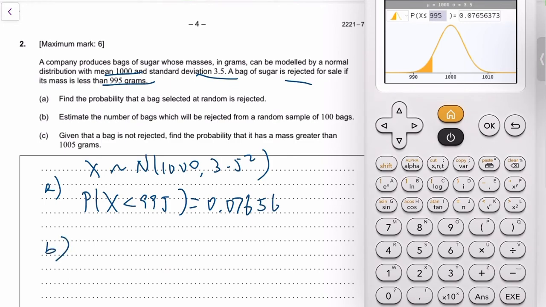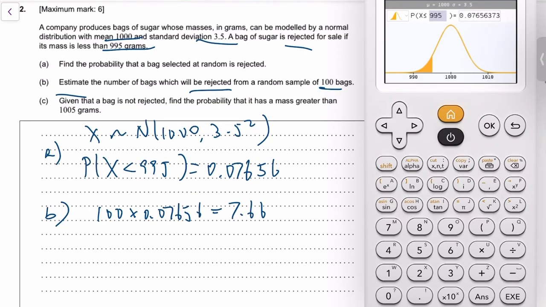If you have 100 bags, estimate how many of them would be rejected. So that's simply 100 times the probability that you reject it. So it's about 6.66 of them. Alright. Expected value doesn't have to be a whole number.